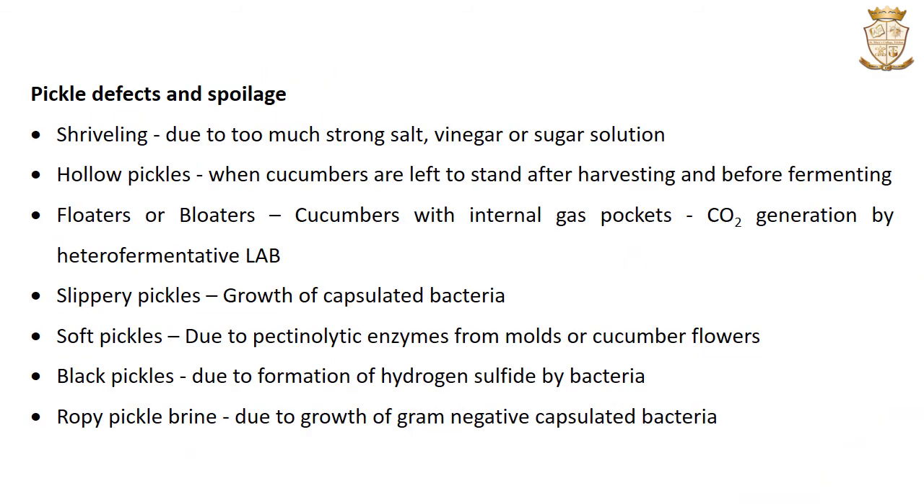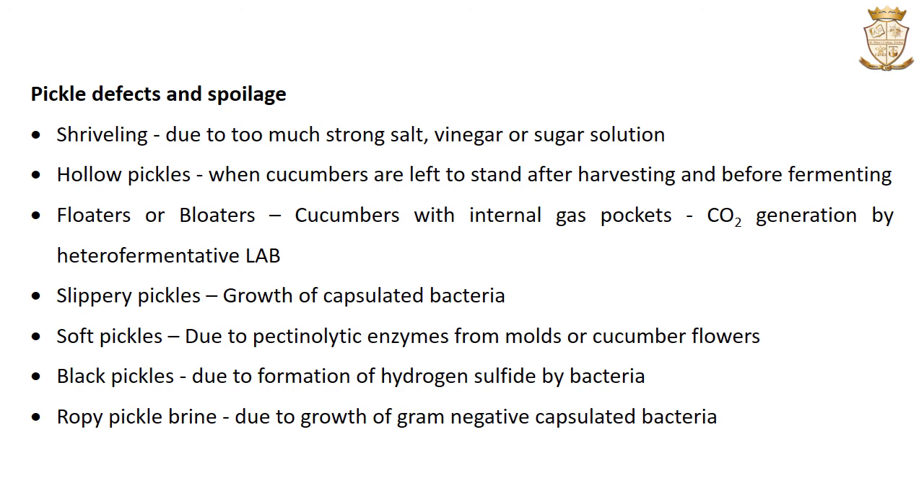Now we will discuss various defects or spoilages that may happen in a pickle. They are shriveling, which results from physical damage due to the presence of higher concentrations of salt, vinegar or sugar in the solution. Next is hollow pickles, which are formed when the cucumbers are left to stand for some time after harvesting and before fermenting. Floaters or bloaters in a pickle result when there is a growth of heterofermentative lactic acid bacteria, which will produce carbon dioxide during the fermentation. So the fermented cucumbers will have undesired internal gas pockets.